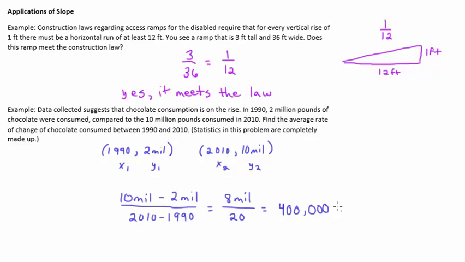And our units, think about what was on top. We had millions of pounds, but now we don't. On top is pounds. On bottom is years. So our units here are 400,000 pounds per year. And that's our answer.